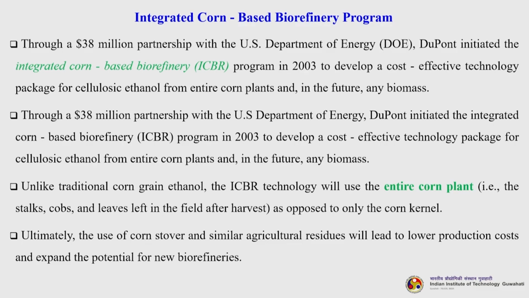Through this 38 million partnership with the US Department of Energy, DuPont initiated the integrated biorefinery program for any biomass. Unlike traditional corn grain ethanol, the ICBR technology will use the entire corn plant, that is stalks, cobs and leaves left in the field after harvest, as opposed to only the corn kernel. If you remember, the phase 1 or corn based biorefinery used to have only the kernel as its feedstock. Now, in the integrated system we have the entire plant. So, this is the difference. Ultimately, the use of corn stubble and similar agricultural residues will lead to lower production cost and expand the potential for new biorefineries.